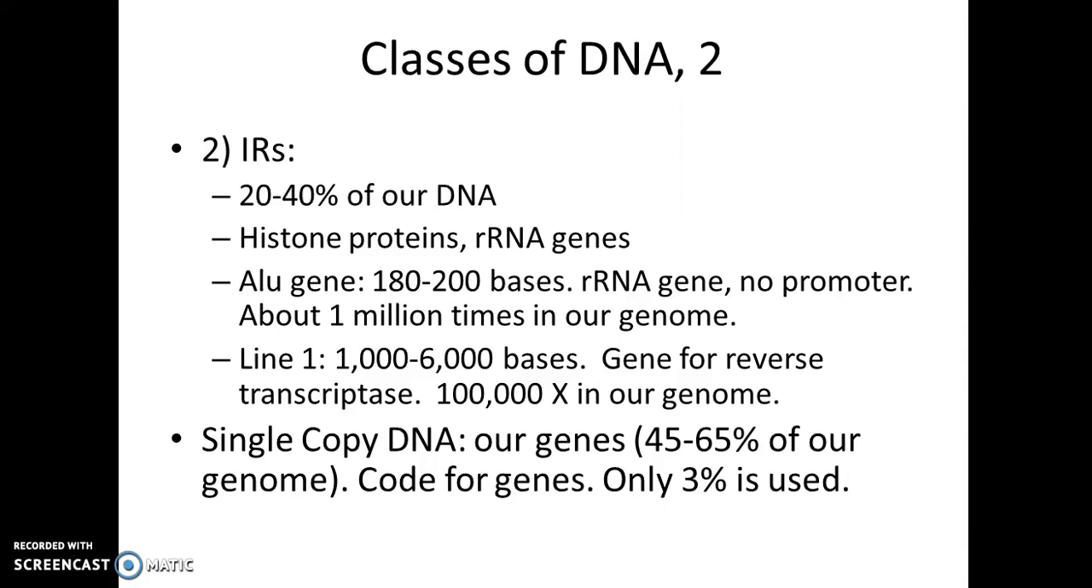And then finally, the single copy gene. That should be the number 3 right there. The single copy genes are our genes, anywhere from 45 to 65% of our genome. These code for proteins, but only 3% is used at any one time.